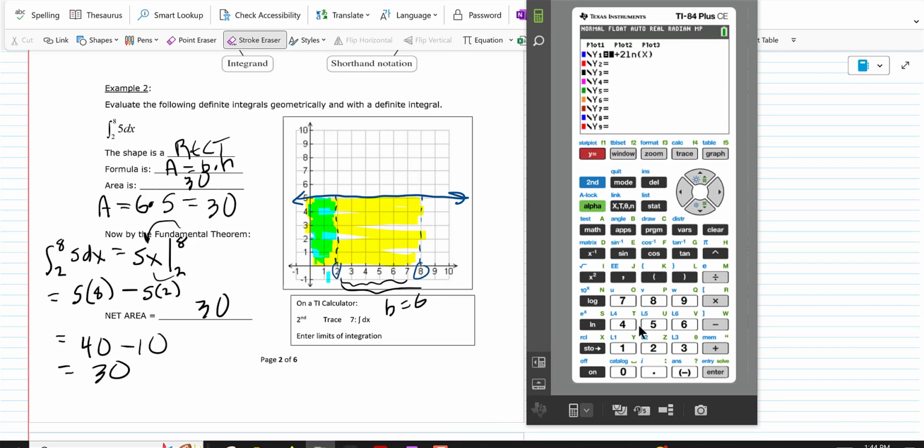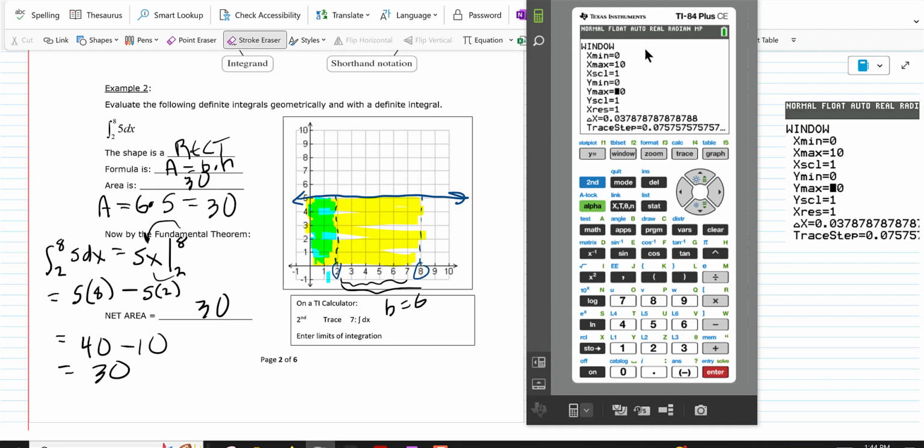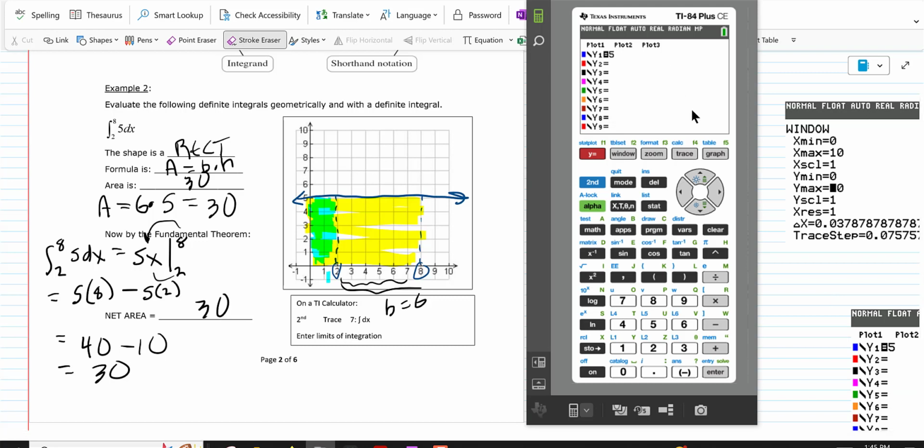Okay, so go ahead and put 5 in. Just go to y equals and put 5 in. And for a window, go 0 to 10 on the x-axis, and then 0 to 10 on the y-axis. Okay, because I want you to graph the same thing as what I gave you. Then press graph, and you've got that.